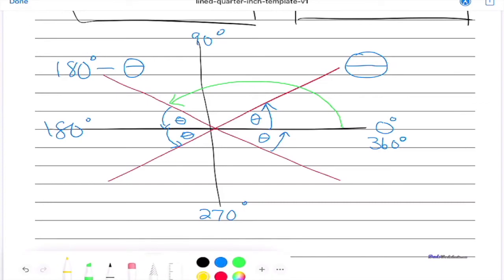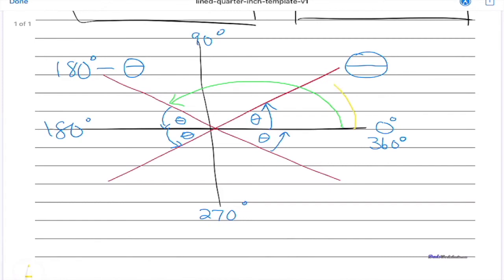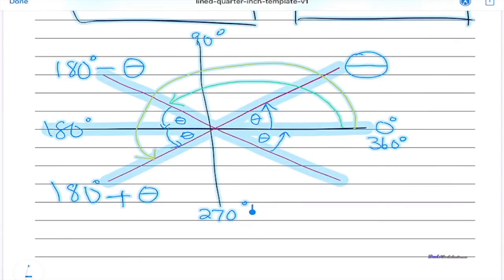Now look at this. Now let's measure from here, from 0 degrees, all the way to the third quadrant there. That orange angle there. How many degrees is that? Right, did you say 180 plus theta? Okay.